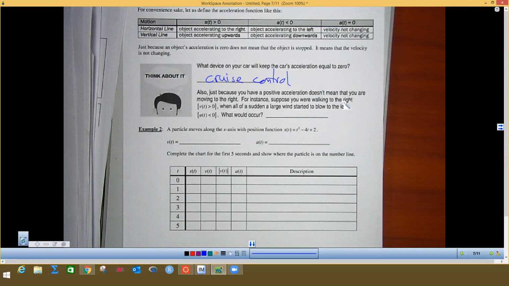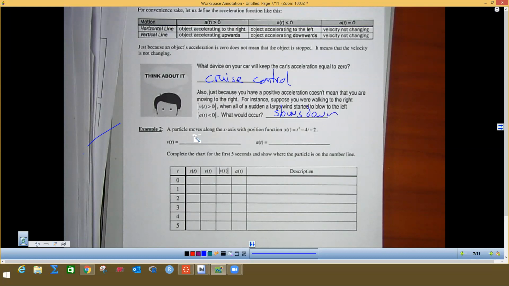Also, just because you have a positive acceleration doesn't mean you're moving it to the right. For instance, suppose you were walking to the right when a sudden large wind blew to the left. What would occur? Well, most of you probably either walked or jogged into the wind, and you probably all know that this slows you down.